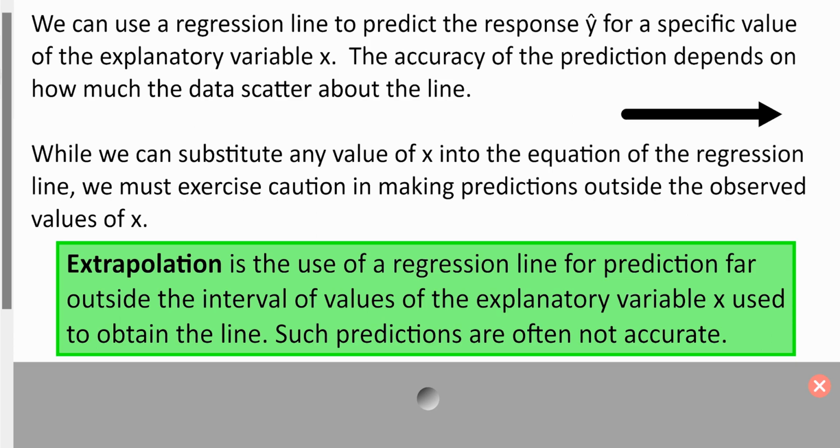It's the use of a regression line for the prediction far outside of an interval of values of the explanatory variable x used to obtain the line. So such predictions are often not accurate. So we can't use them. We don't want to do that. That last example was a good example of why.